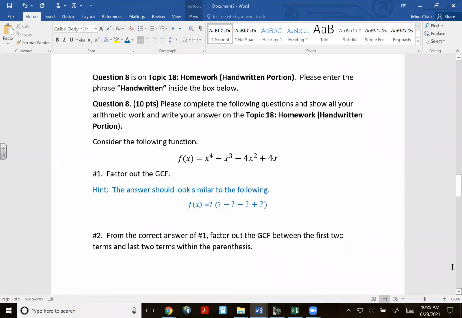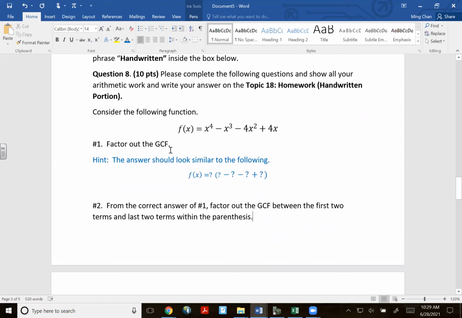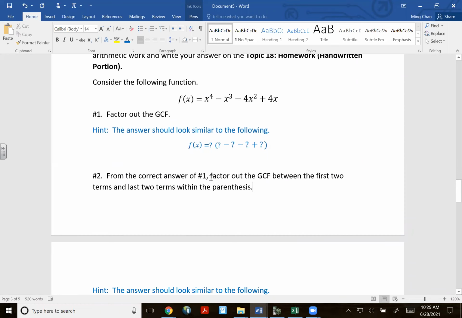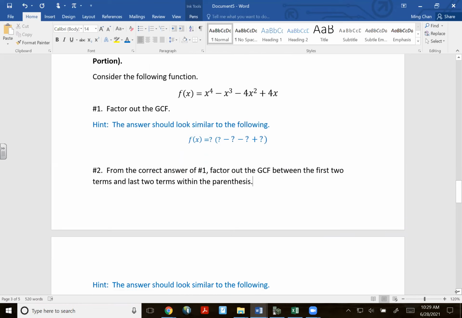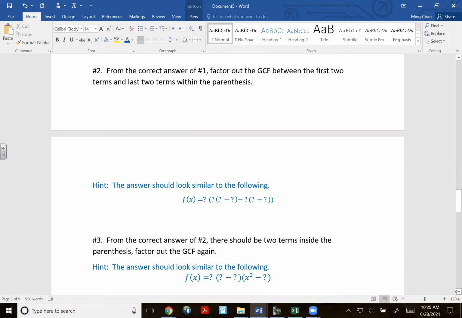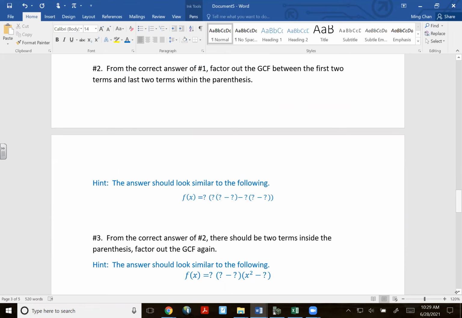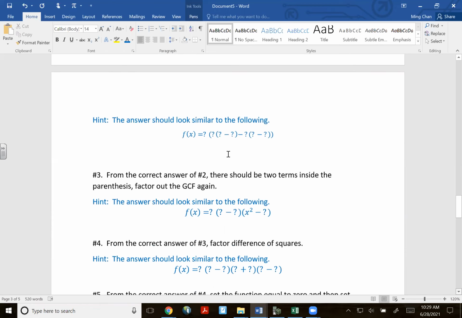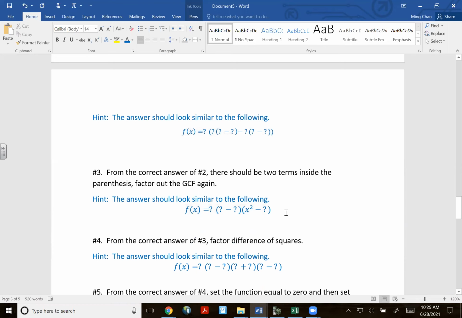Question number 8 is on the handwritten portion. All right, so same thing as what I just showed you earlier. Factor out the greatest common factor. So the answer should look like this, and then factor the greatest common factor between the first two and the last two terms within the parentheses. The answer should look like that, and then factor out the greatest common factor again. So the answer will look like this.